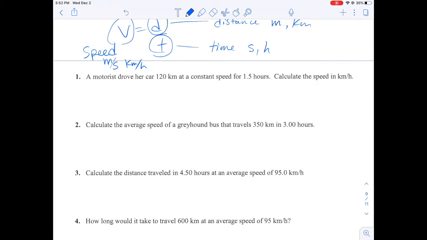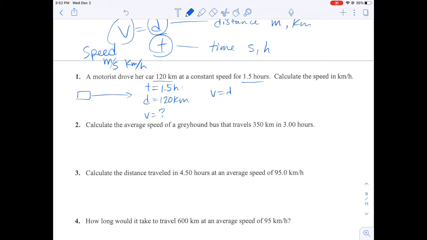So here it says a motorist drove her car 120 kilometers at a constant speed. So here's the car and it's driving at a constant speed. And so I'm going to list the variables. The time that was spent is 1.5 hours. The distance traveled was 120 kilometers. And it's asking for the speed, so that's an unknown, in kilometers per hour.